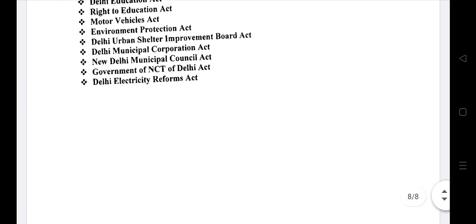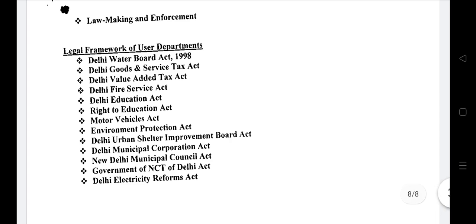And the last topic is the legal framework of user department. So these are the departments for which you are going to appear. So you have to study the basic of these departments as well. So you have to cover the Delhi Water Board Act, Delhi GST Act, Delhi Value Added Tax Act, Delhi Fire Service Act, Education Act, Right to Education Act, Motor Vehicle Act, Environment Protection Act, Delhi Urban Shelter Improvement Board Act, Delhi Municipal Corporation Act, New Delhi Municipal Council Act, Government of NCT of Delhi Act, Delhi Electricity Reforms Act.